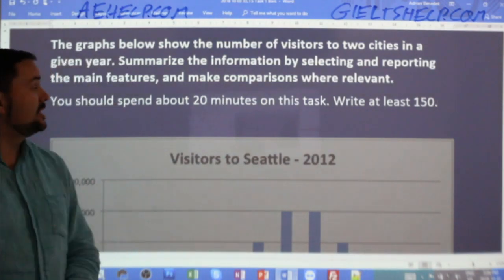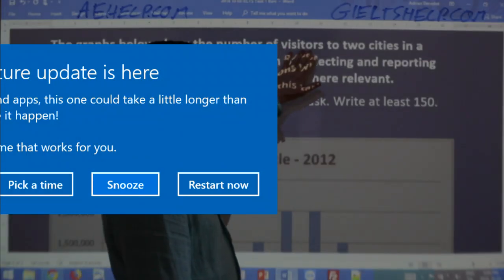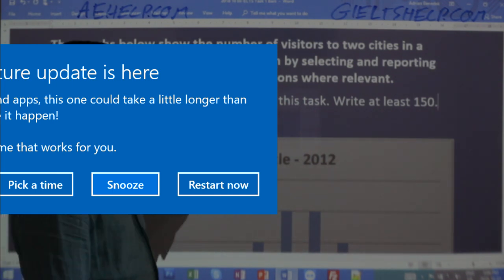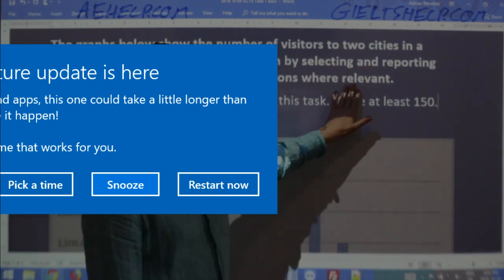Okay, let's read this question together. So the graphs below show the number of visitors to 2 cities in a given year. Summarize the information by selecting and reporting the main features and make comparisons where relevant.